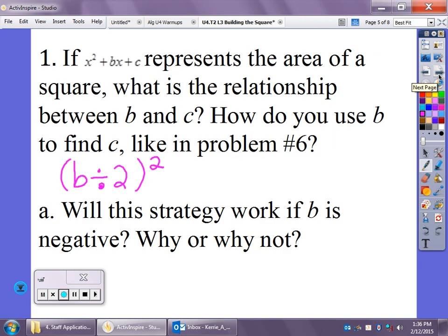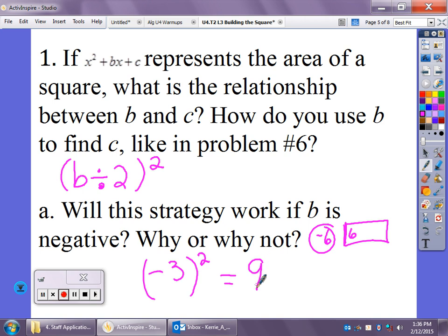Will this strategy work if b is negative? Okay, well, negative is truly just a direction. Remember, we're thinking about building a shape like a rectangle. So if this was negative 6, this is really a length of 6, 6 units down. So my strategy would still work. So half of negative 6 would be negative 3. Remember, when you square a number, to put it in parentheses, okay, because I'm squaring the whole thing, the negative 3, and that would give me 9. So the strategy still works. You just got to be careful about signs, okay, because negative 3 times negative 3 will give me a positive 9.